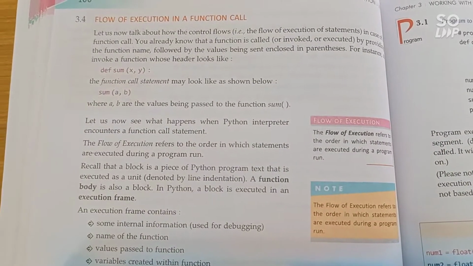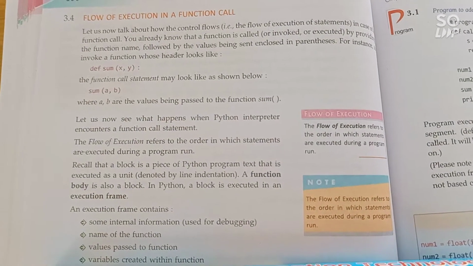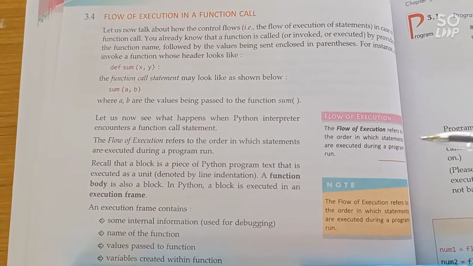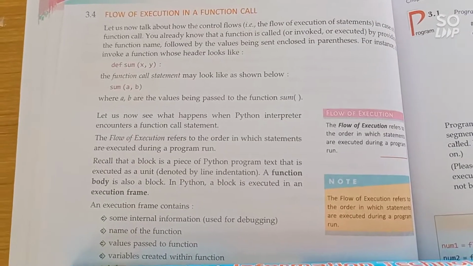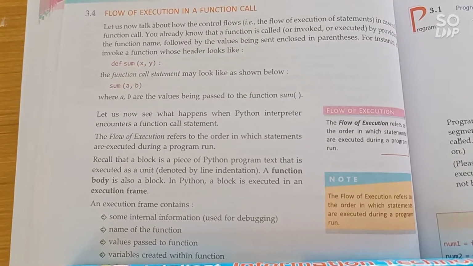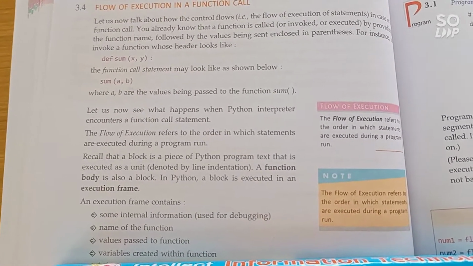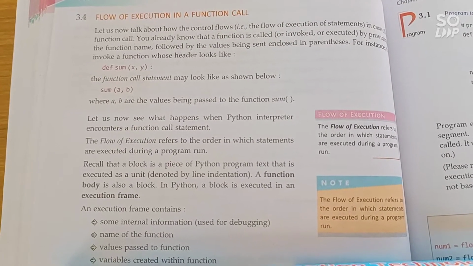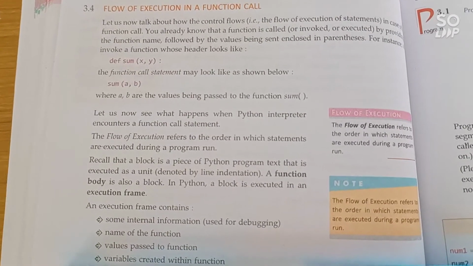Hello everyone. So today we will learn what is the flow of execution in a function call. So first of all, what does this mean? The flow of execution refers to the order in which the statements are executed during a program run. Suppose in a program there is a function as well as other statements, right? So we want to know the order in which the statements are executed, meaning which statement will execute first and then second. What is the order of the flow of the statements, right?